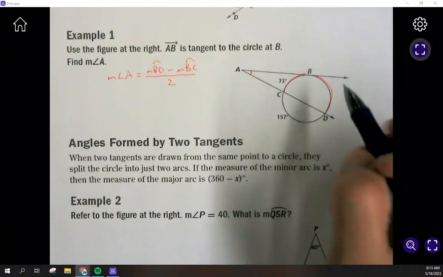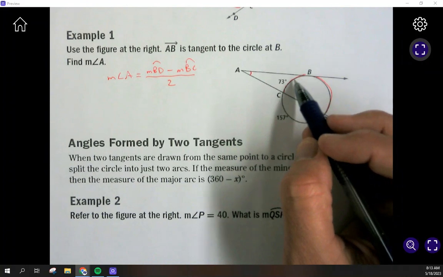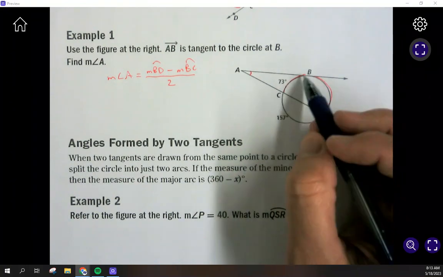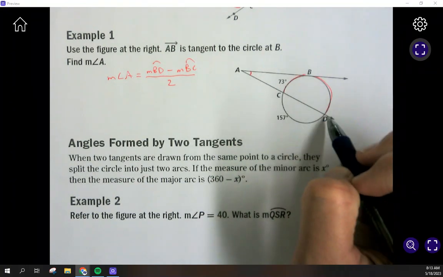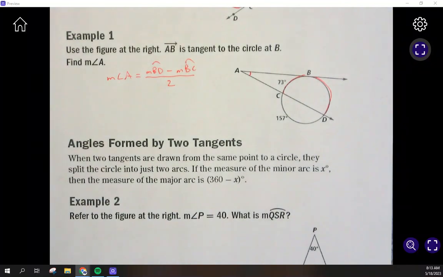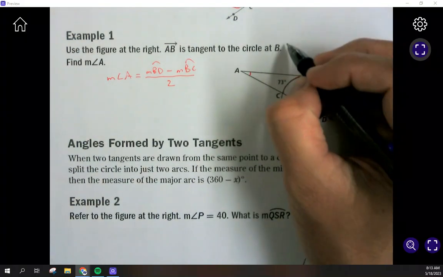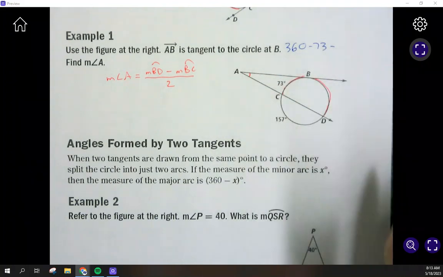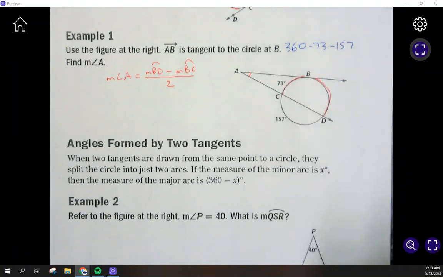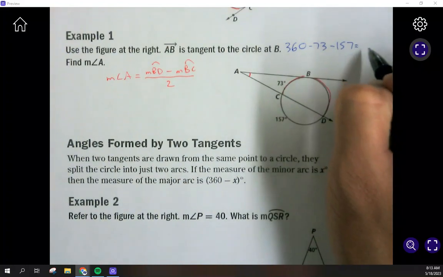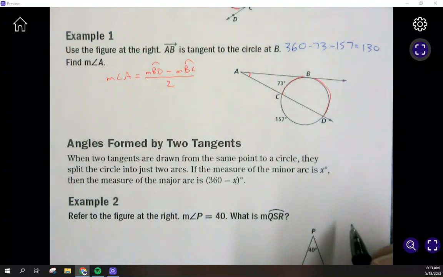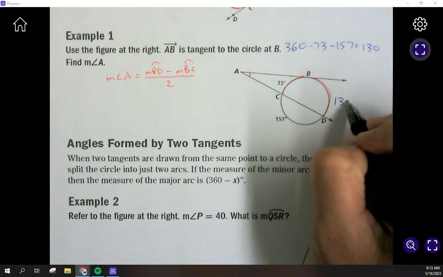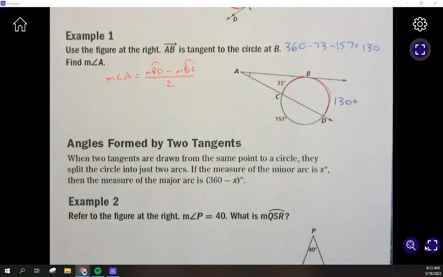Now currently, I don't have the measure of this right here, but I do have the rest of the circle currently. I've got the 73 and the 157. I know altogether this is going to have to equal 360. So I'm going to do 360 and subtract away the 73, and subtract away the 157. And that leaves me with 130 degrees. Okay, so I know that this is 130 degrees.